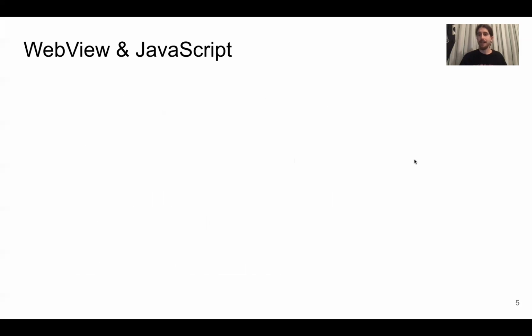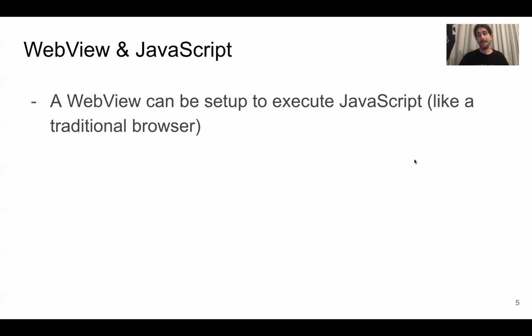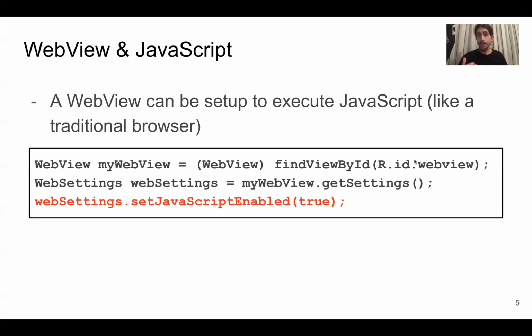One very, very important item to discuss when talking about web views is JavaScript. I said a web view is something to render web pages. So it takes HTML, for example, and then it displays it. But it can also execute JavaScript like a traditional browser. And that's the way you do it. First you get a reference to the actual web view, as you would do for any other view. Then we get the settings, and then we do settings.setJavaScriptEnabled(true). This is what you need to do to enable the JavaScript functionality of the web view.